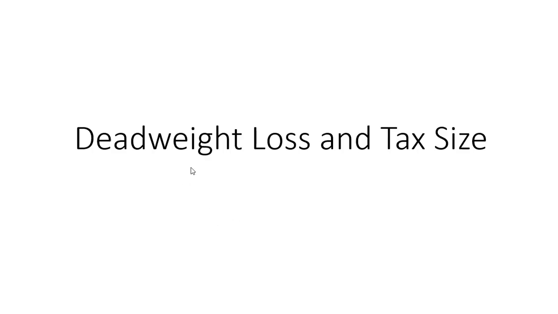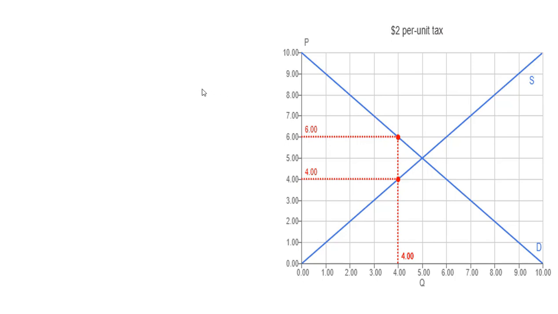Hello, this video is going to look at the deadweight loss and tax size. So here we have a $2 per unit tax placed on this product. Without the tax, consumers buy 5 units and pay $5, and sellers receive $5 and sell 5 units. With the tax, consumers pay $6 for 4 units, and sellers, net of taxes, receive $4.